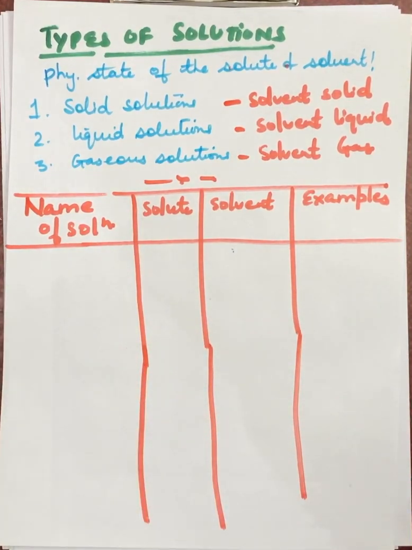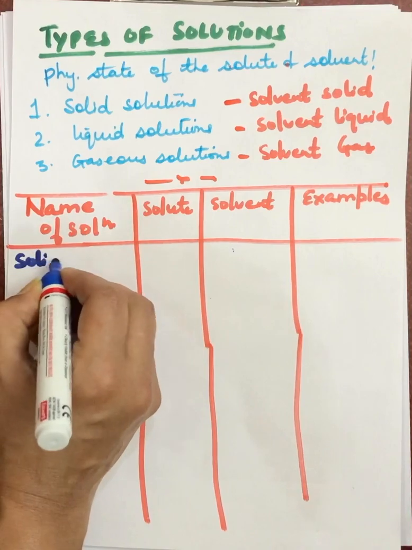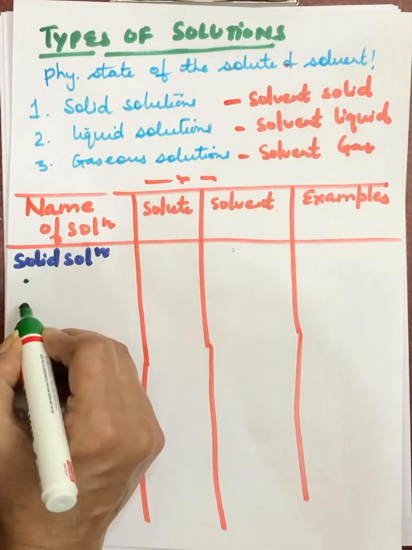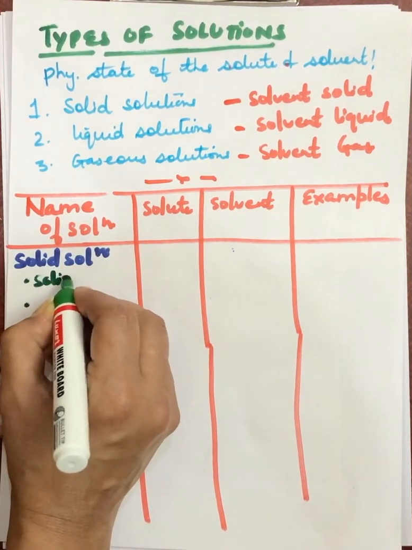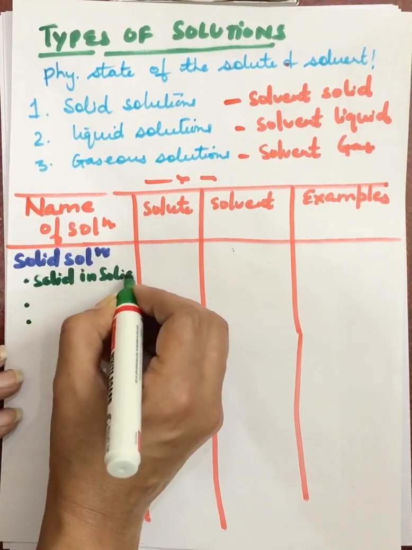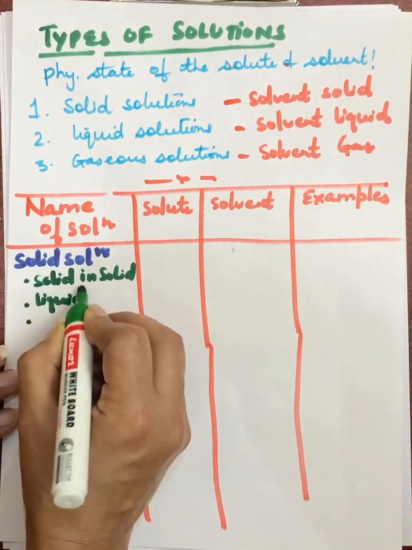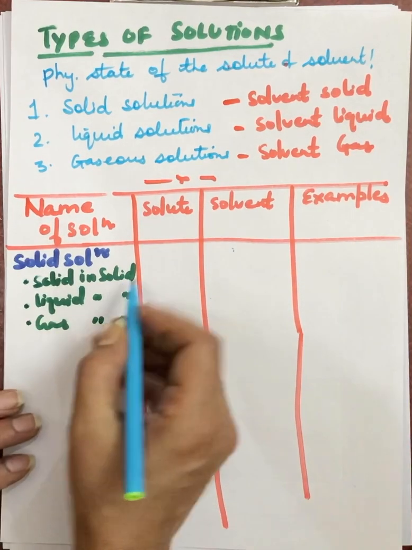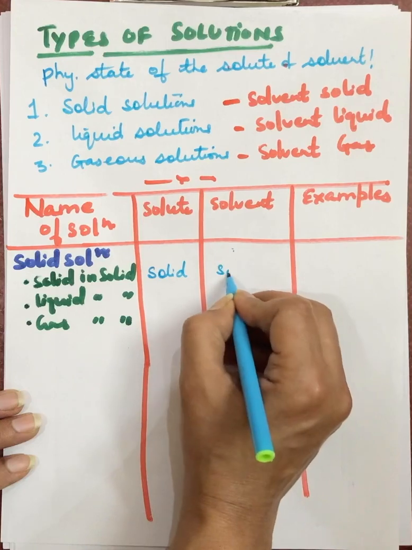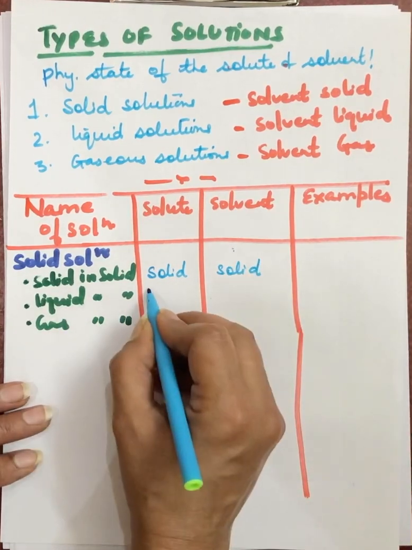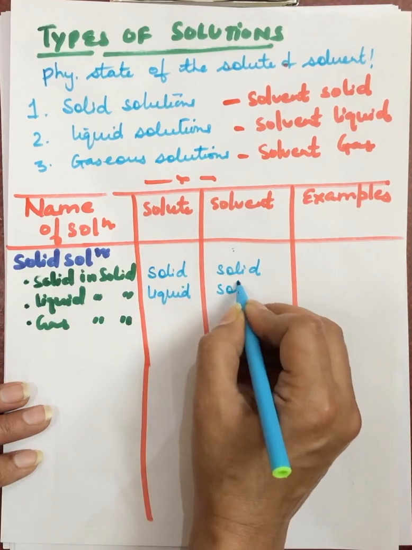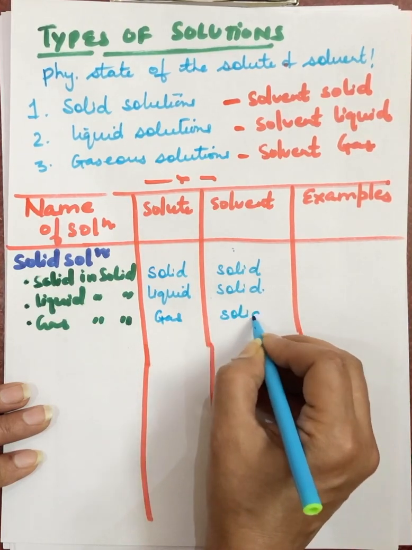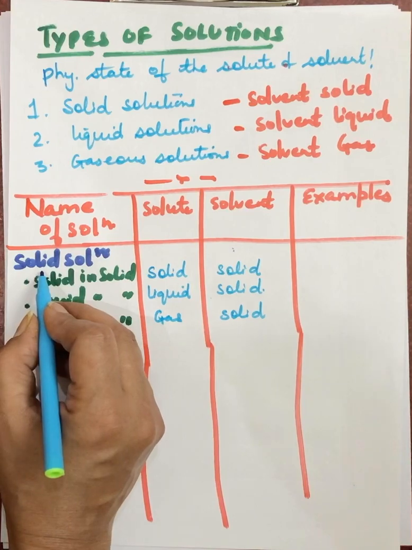Now first I am taking up solid solutions. Solid solutions further are of 3 types: solid in solid, then liquid in solid, then gas in solid. Solid in solid means both solute and solvent are in a solid state. Liquid in solid means solute is liquid and solvent is solid. Gas in solid means solute is gas and solvent here is solid. So when the solvent is solid, this comes under solid solutions.